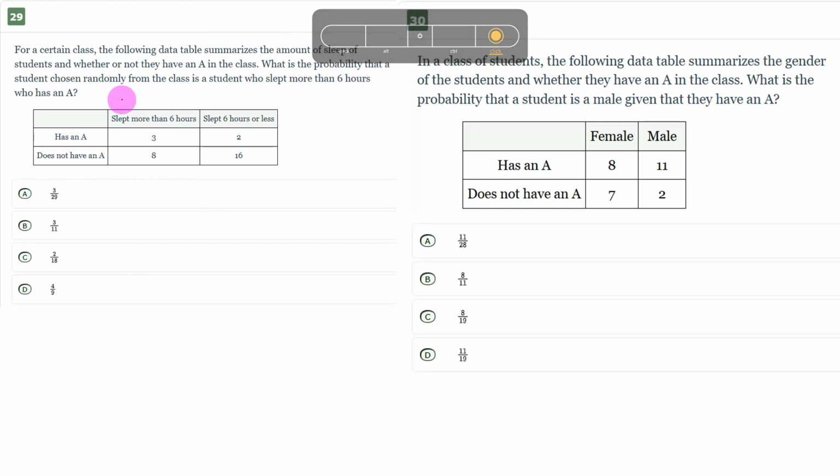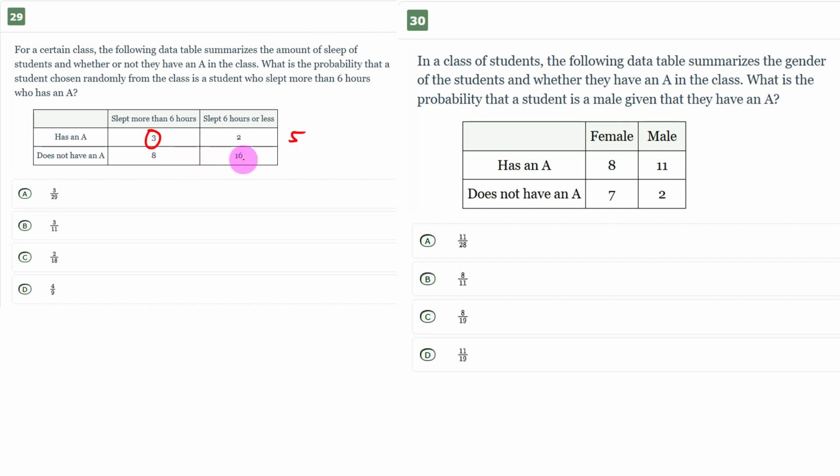All right. What is the probability that a student chosen randomly for class who slept more than 6 hours has an A? They slept more than 6 hours has an A. That's 3. How many total we got? We got 5 and 24. So 29. So we got 3 over 29.